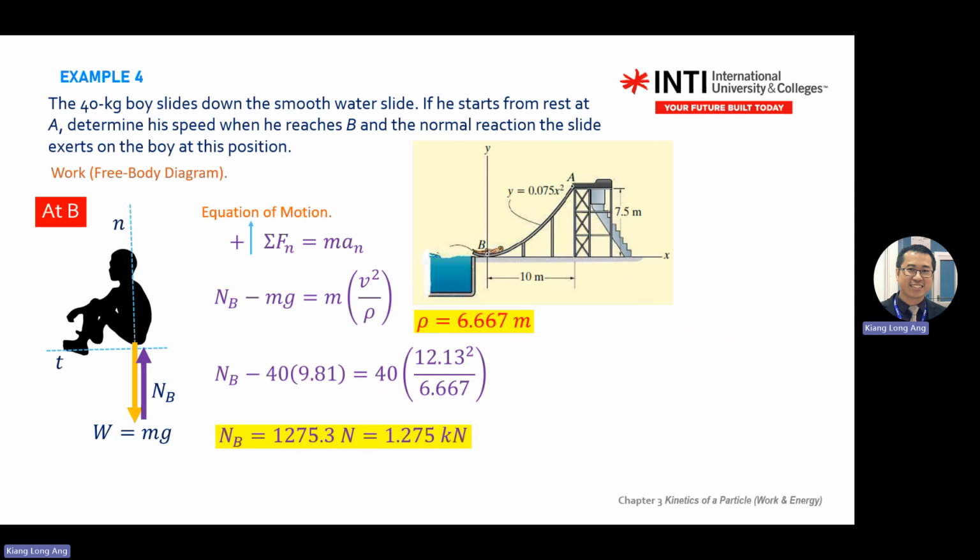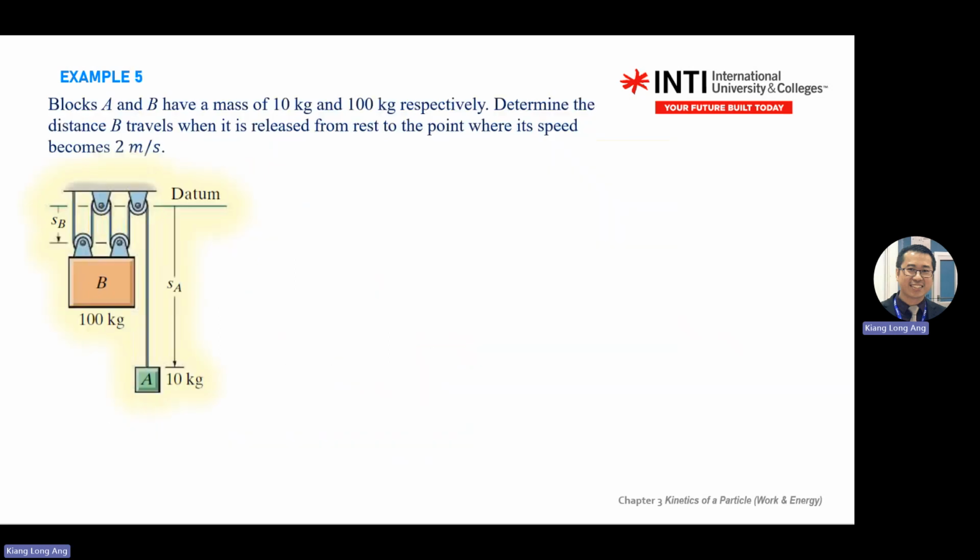So there are 2 methods involved in chapter 3 questions. It can be chapter 3 and chapter 2 going the same way. And how do you know that it's chapter 3? It will force you to use the principle of work and energy equation, right? That's the only difference.